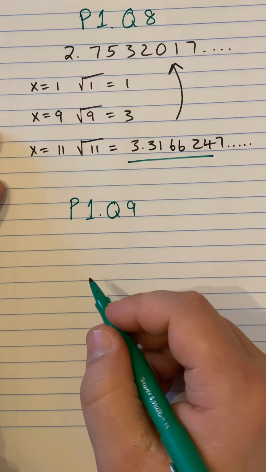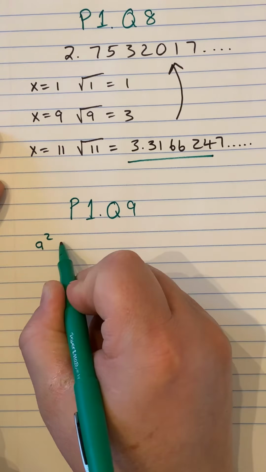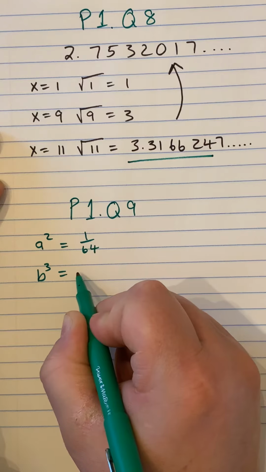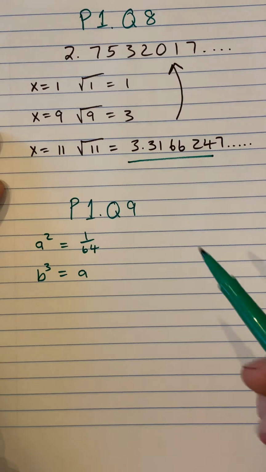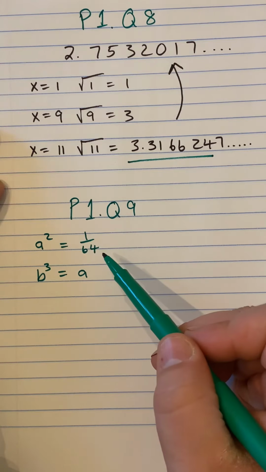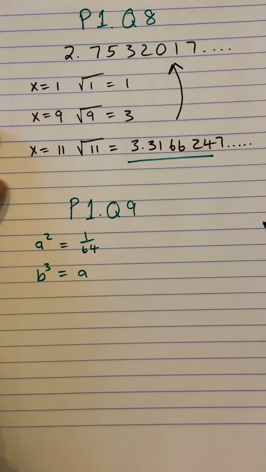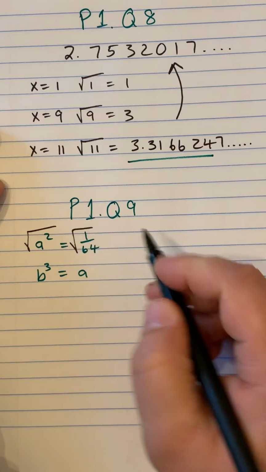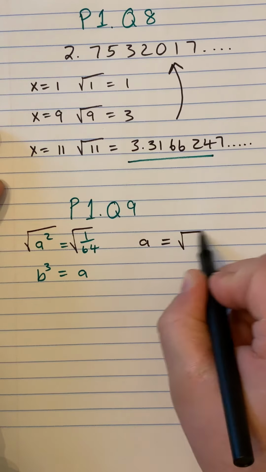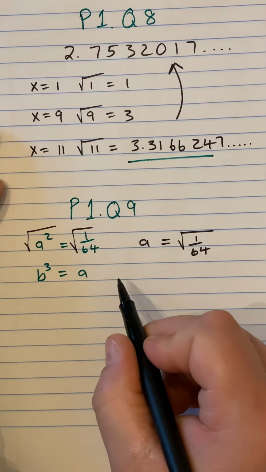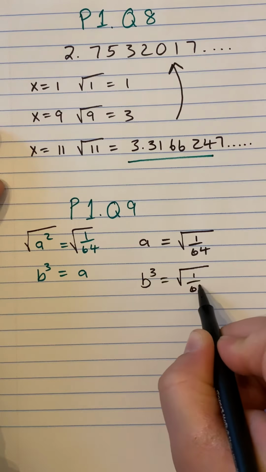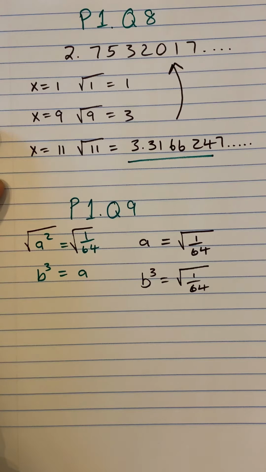Now, question 9 can be a little bit tricky. They give you two equations, a squared equals 1 over 64, and b cubed, or to the third power, equals a. Well, if I can figure out what a equals, I can substitute it in here and then solve for b. Well, if I know what a squared is, I can find out what a is. So if I take the square root of both sides, I now know that a equals the square root of 1 over 64. So now my equation down here can be b cubed equals the square root of 1 over 64. Okay? So how do I solve this?